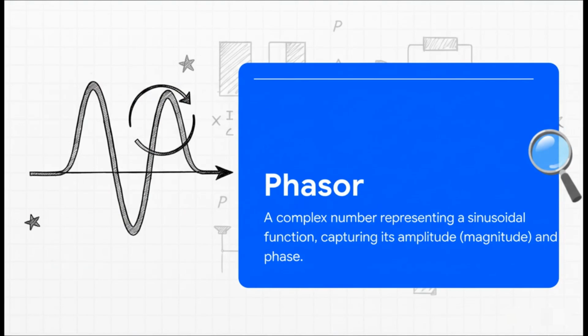The name might sound like something from a sci-fi movie, but it's really an engineer's ultimate shortcut. It's a special vector that cleverly packs two crucial pieces of information about a wave into one little package: its peak height, which we call amplitude, and its starting point in the cycle, which we call its phase. It's basically a GPS coordinate for a wave.